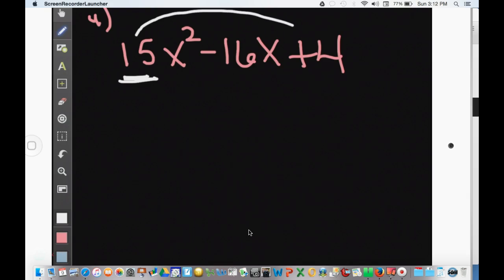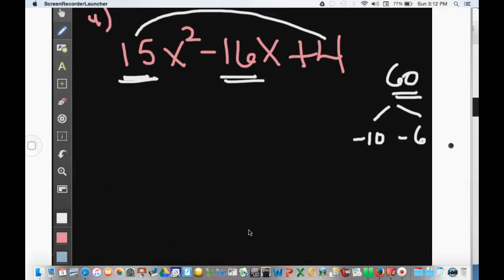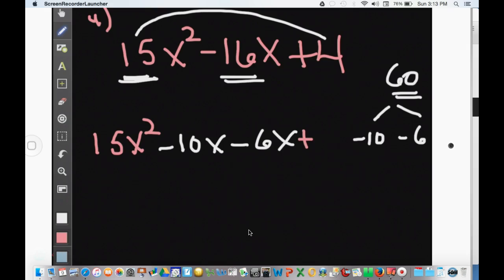Usually when I regroup, I think of 15 times 4 is 60, and I say, what are the factors of 60 which would add up in some way to negative 16? And I'm thinking to myself, negative 10 times negative 6 will give us positive 60 and add up to negative 16. So when I regroup, I'm going to think of this as 15x squared, then I'm going to think of it as minus 10x minus 6x plus 4.